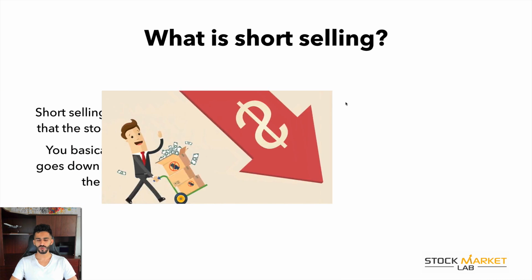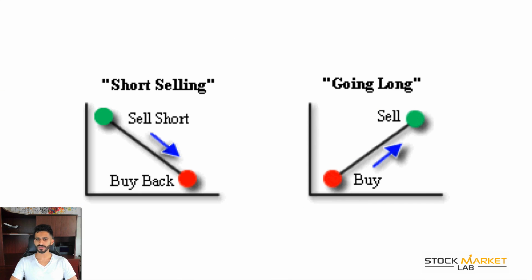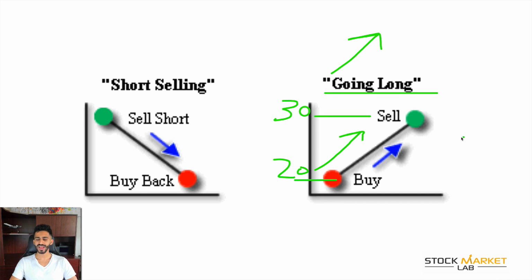So let's dive more into it. When you're typically going long, you're anticipating that the stock's price is going to go up. So you buy low, let's say you buy at $20, and you're looking to sell at a higher price point. If you buy a stock at $20 and you sell at $30, you made $10 per share. That's typically going long. Short selling is the opposite. You sell the stock first, let's say you sell at $50, and then you rebuy at, let's say, $10. You just made $40 on the trade.